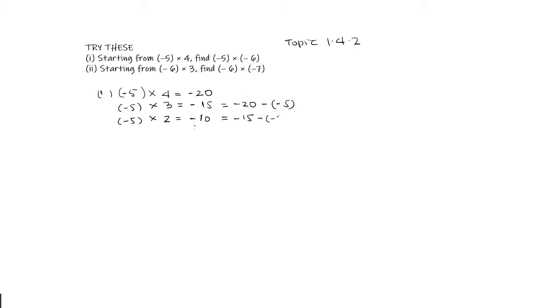Minus 5. Then minus 5 multiplied by 1. This gives us minus 10 minus minus 5 is minus 5. From here I take minus 10 minus minus 5.